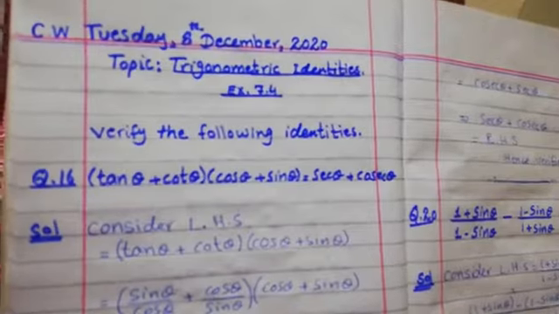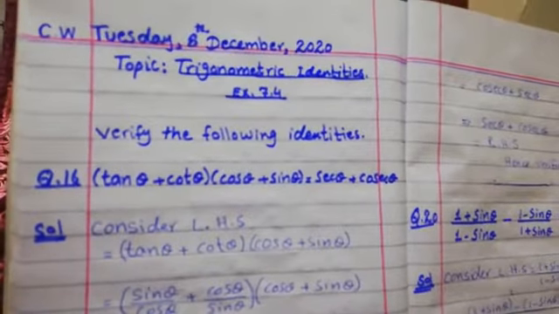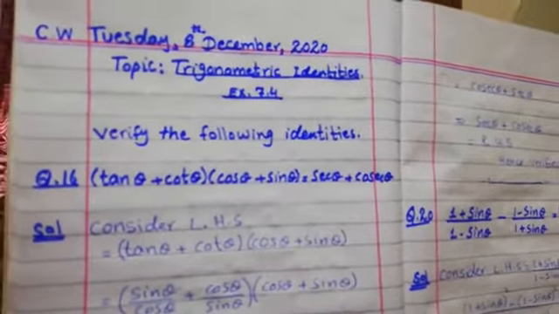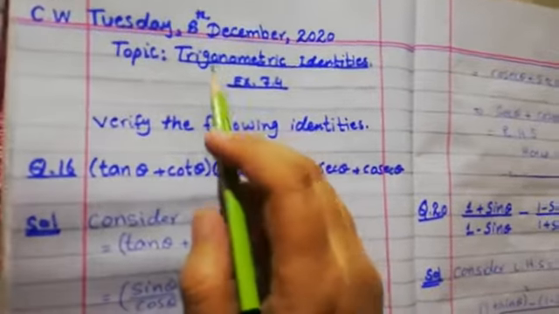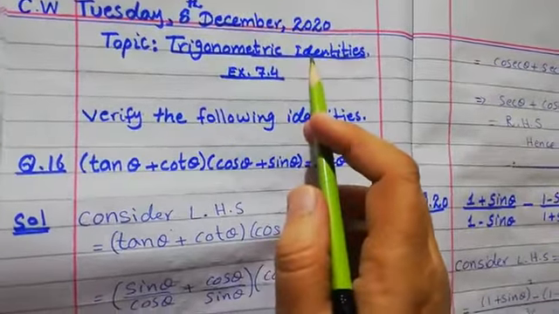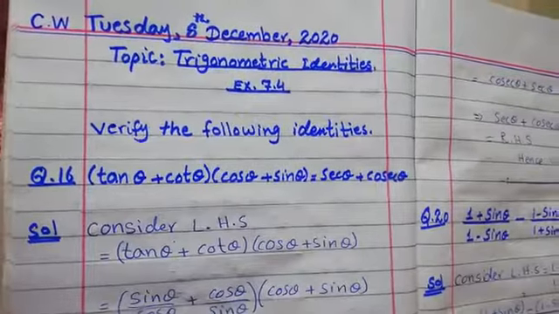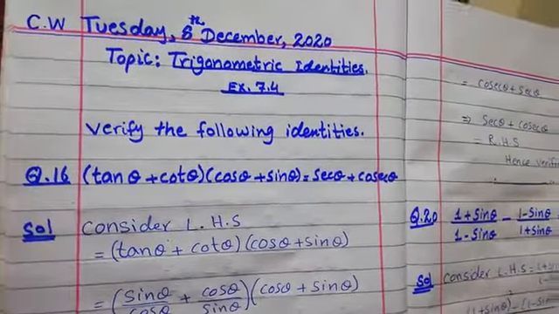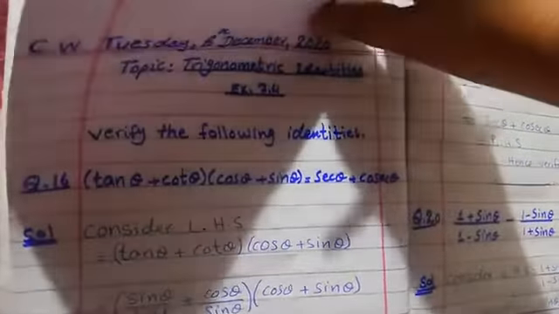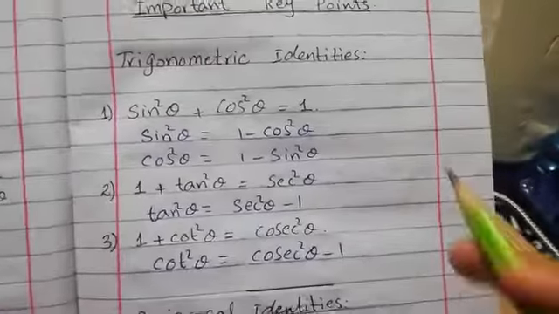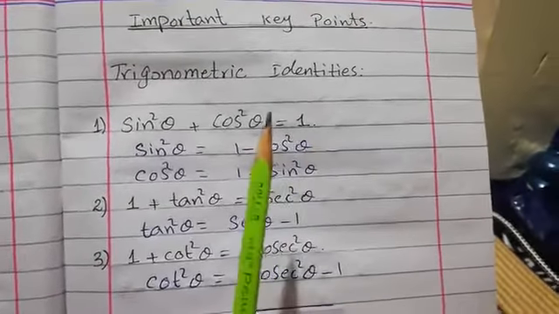Okay, dear students. Now focus on the topic. Topic of today is again trigonometric identities. Before starting the exercise 7.2, I would like to revise and discuss our previous work, the previous trigonometric identities which we have discussed yesterday.